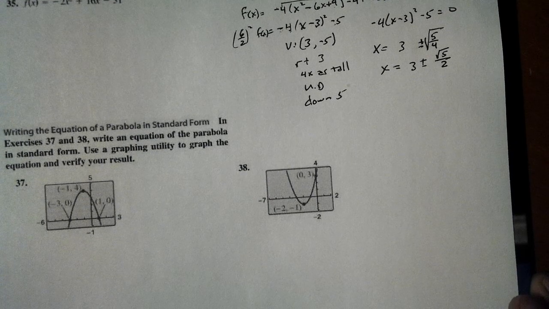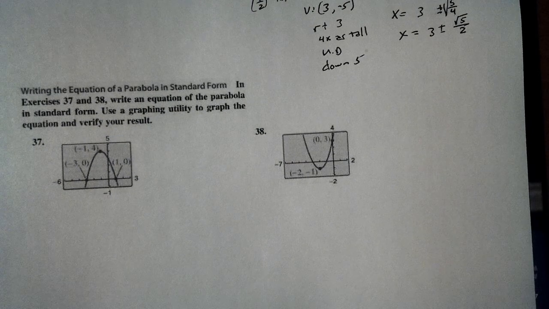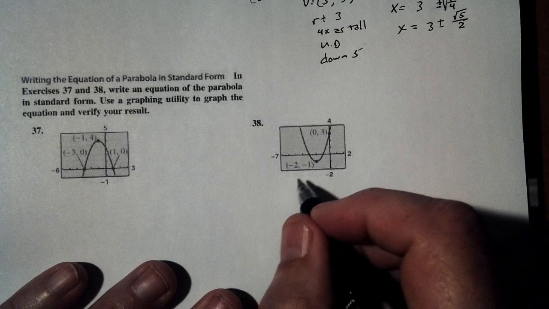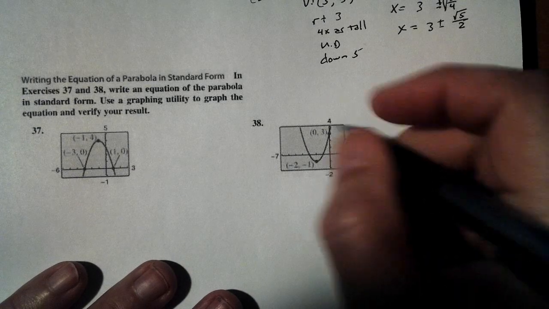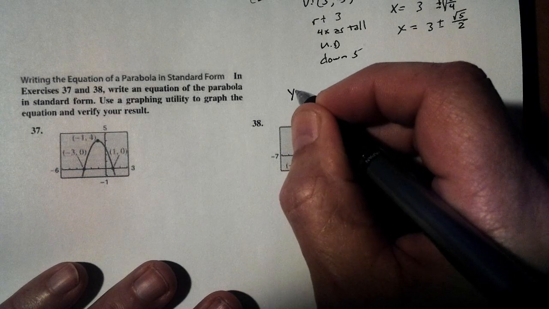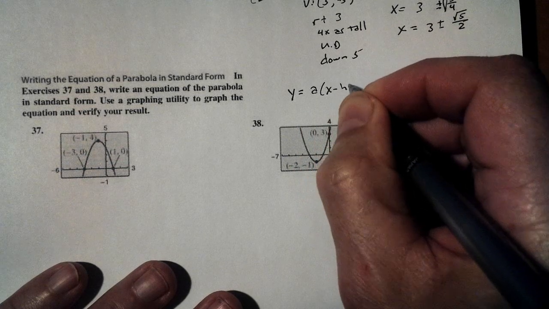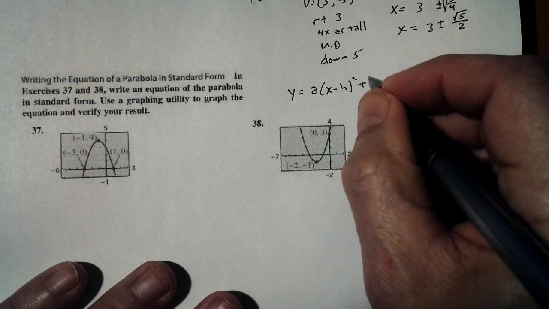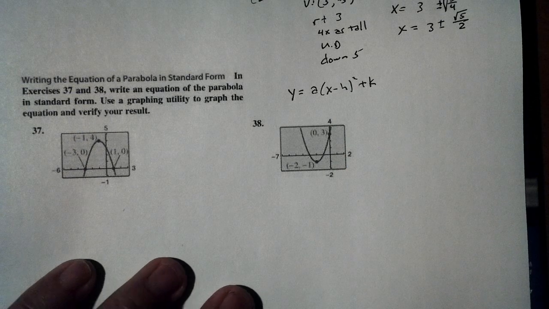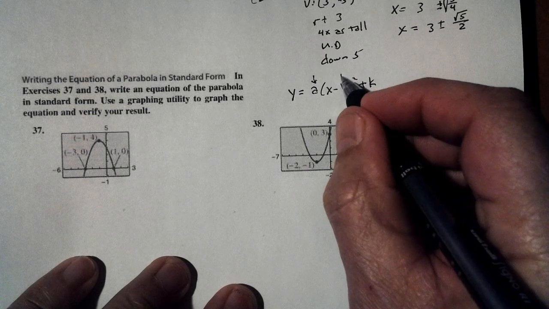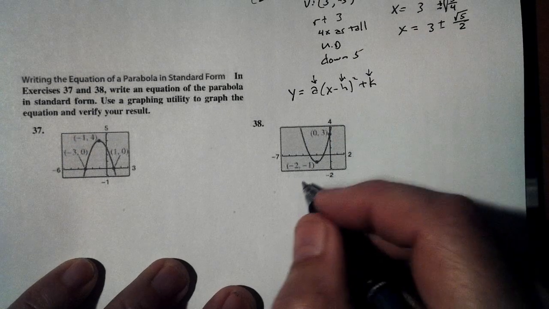Okay, I'm going to show you 2 ways to do 38. The way the book expects you to, and the way that I think would be a really, really great approach, and some of you are going to get this. So, first off, our standard equation is y equals a times x minus h squared plus k, and it's just puzzle pieces. I need to know what a is, I need to know what h is, I need to know what k is.